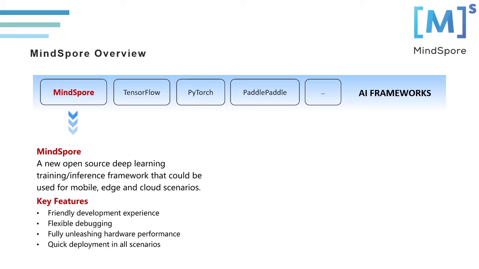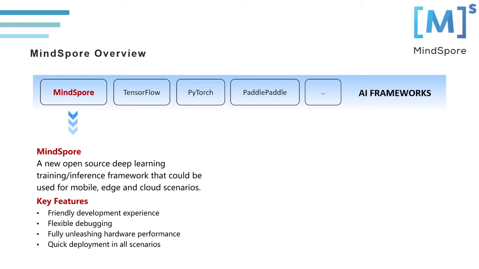I believe most of you have heard of TensorFlow and PyTorch. Like TF and PyTorch, MindSpore is a new open-source deep learning training and inference framework that could be used for mobile, edge, and cloud scenarios. In a word, it's designed to provide a development experience with friendly design and efficient execution for data scientists and algorithm engineers. It also provides native support for Ascend AI processors and software-hardware co-optimization.